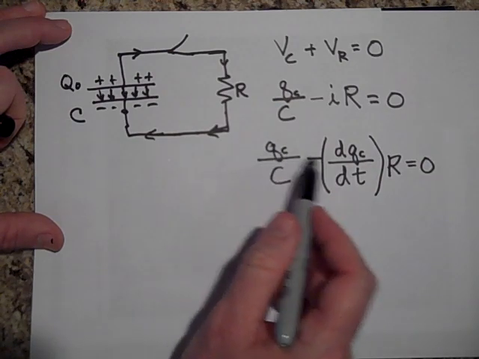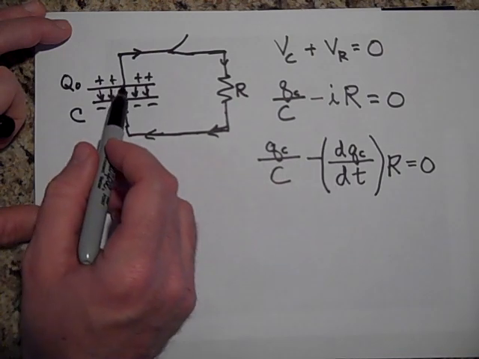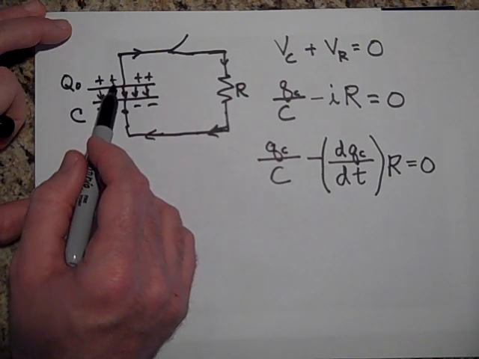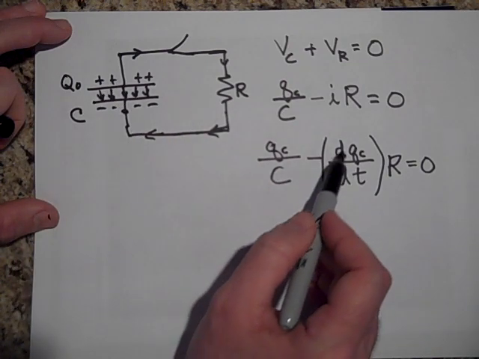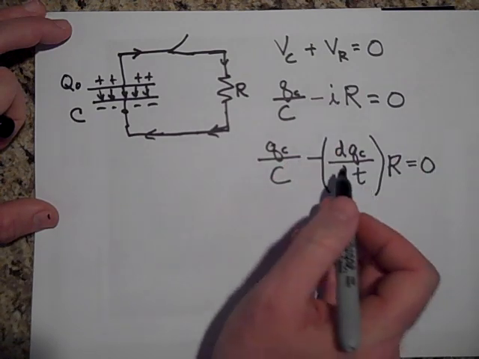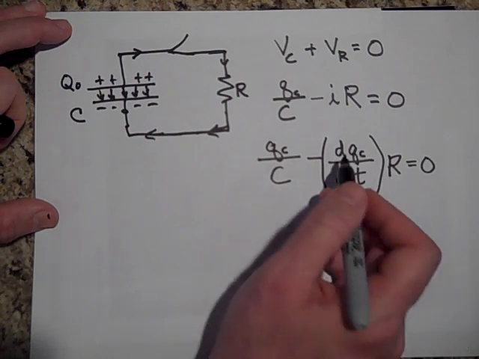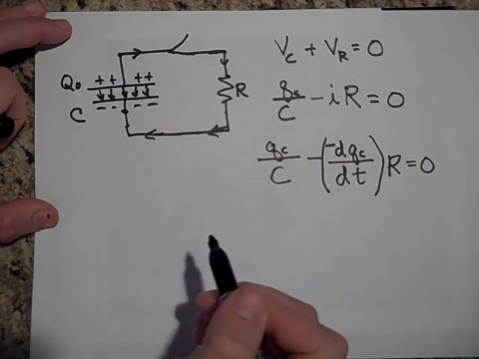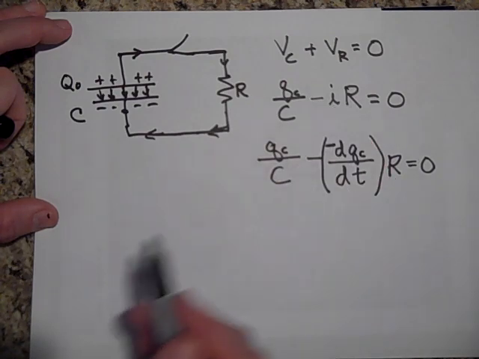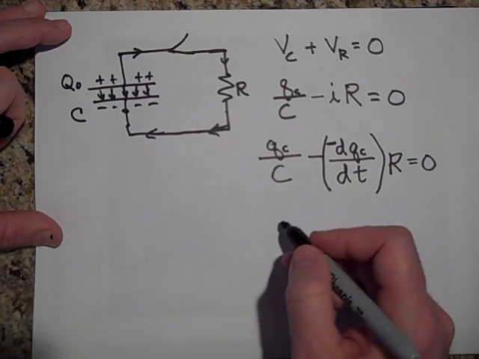So the voltage across the capacitor, this is the I, but now it's really not the I, because you see how the charge is depleting with time? The charge is getting less and less with time. So this is going to be a negative quantity. And I want the I to be positive. And so since the rate at which this is changing with time is decreasing with time, I'm going to put another negative there so that it makes the I positive.